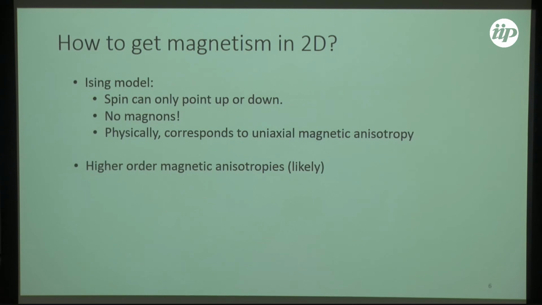Ising model, these are spins that can only point up or down. They cannot do this kind of precessing business. They cannot do this spin wave stuff. So in the case of the Ising model, there are no magnons. And physically, this corresponds to having a really strong uniaxial magnetic anisotropy. So it just points along one direction, up or down, right? And of course, this model was analytically solved by Onsager, so you know that there is a finite Curie temperature, so it's all good, right? And then they don't have magnons, and that's why everything's consistent, okay?